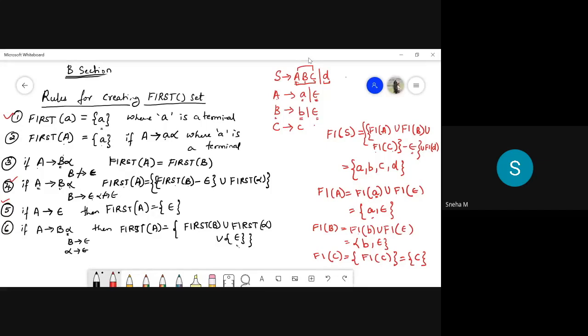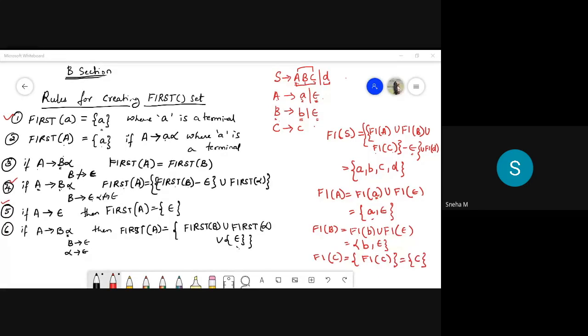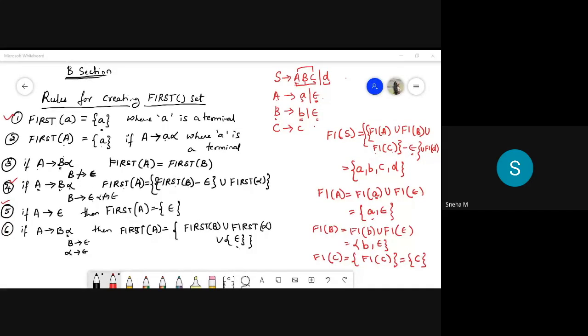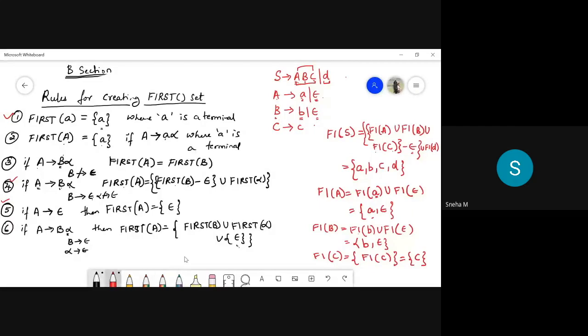First of A is a and epsilon, first of B is b and epsilon, then first of C is c. Just try to understand. I will give you one more.